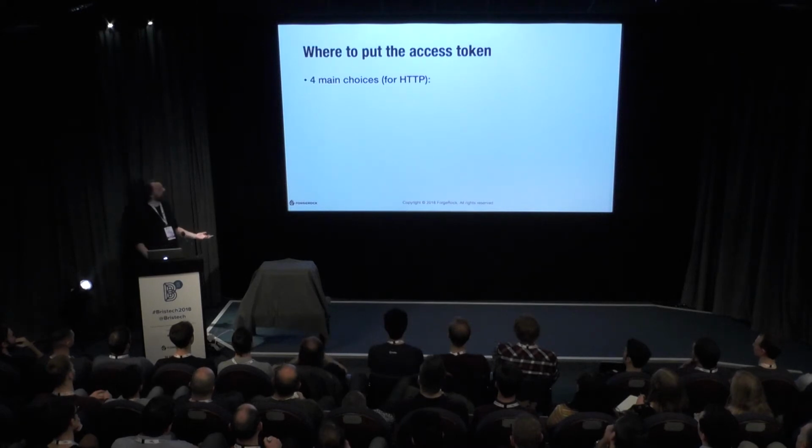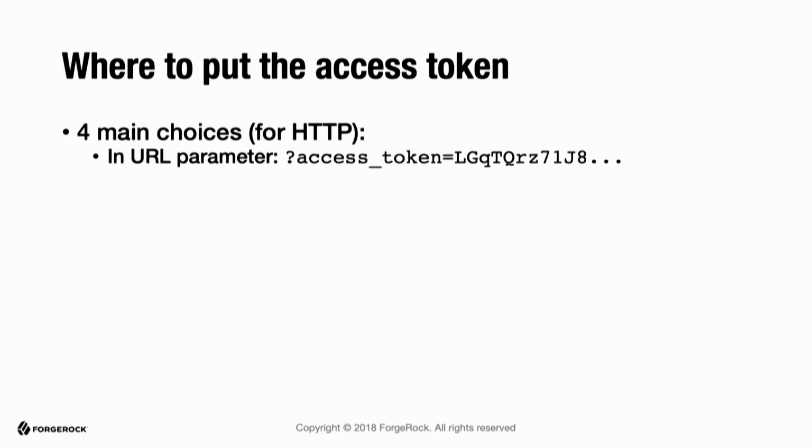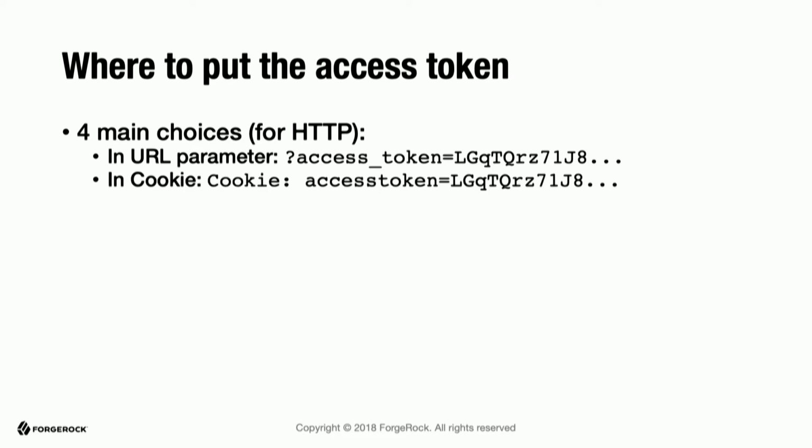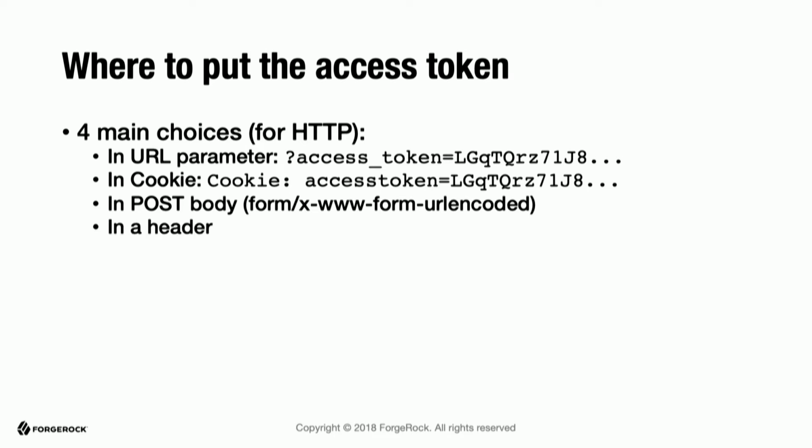So there's kind of four main choices for HTTP. You can put it in a URL parameter and just pass it in, so the client calls into your thing and just passes it in a URL parameter. You can put it in a cookie. You can put it in the body of the post or whatever request it's making, or you can put it in a header. So those are the main things you could use in HTTP.